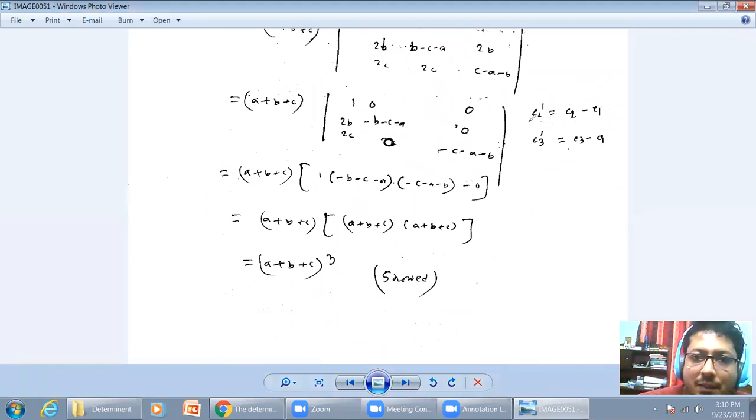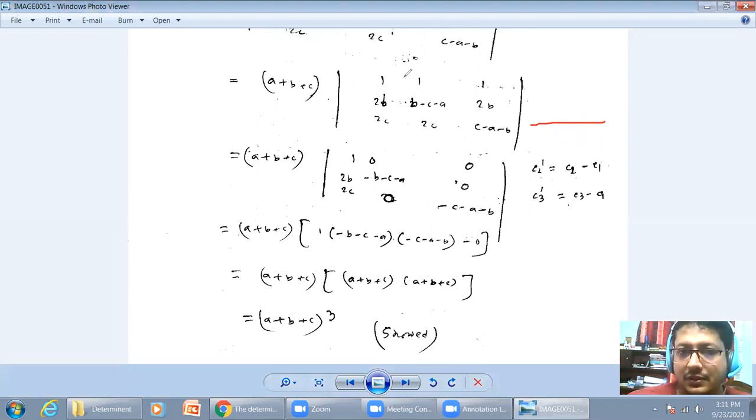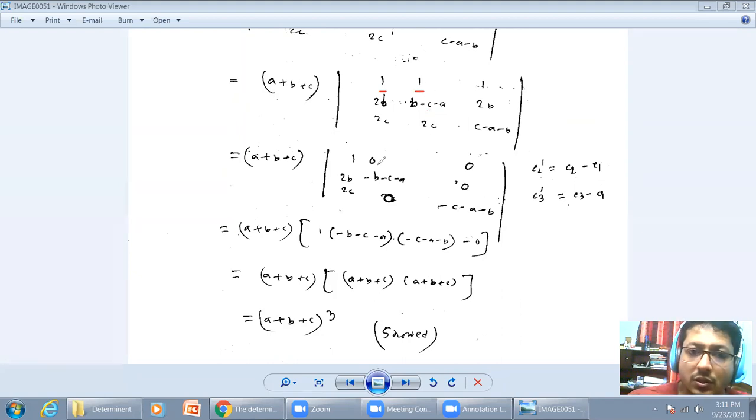Next, after applying this, C2 prime, that means new column 2, is formed by C2 minus C1. C2 minus C1: 1 minus 1 equals 0, then b minus c minus a minus twice b equals minus b minus c minus a, and twice c minus twice c, that means 0.